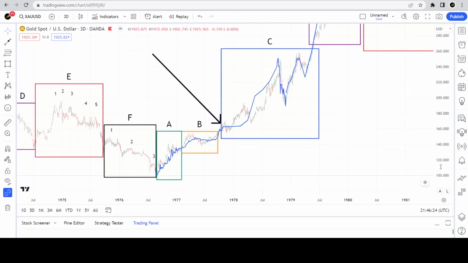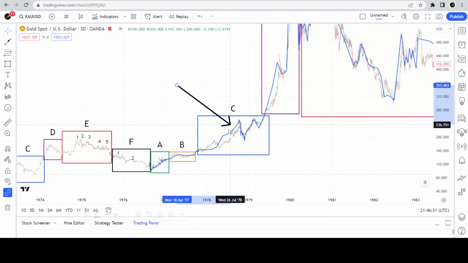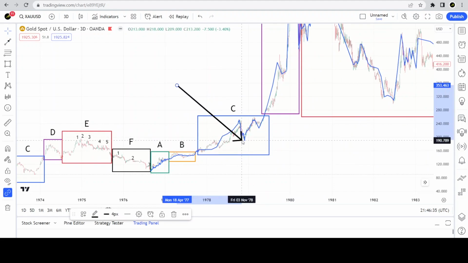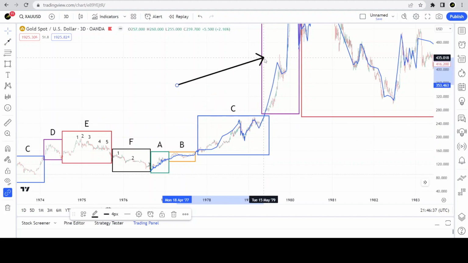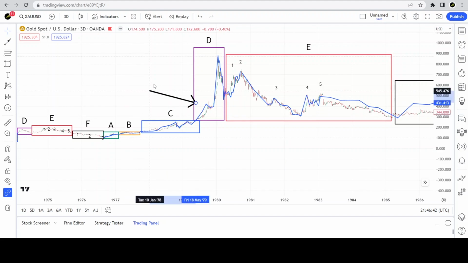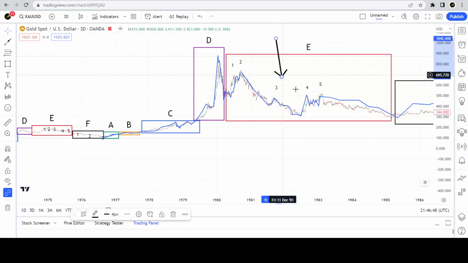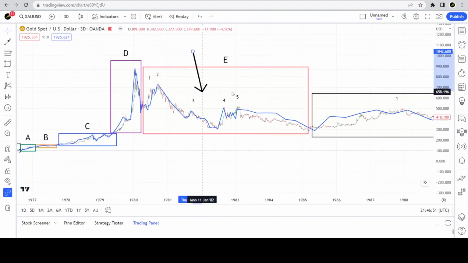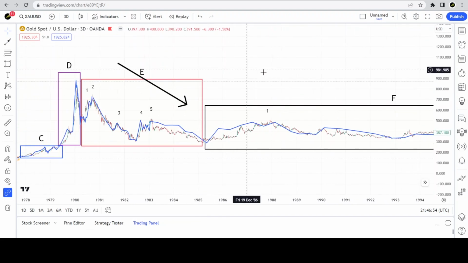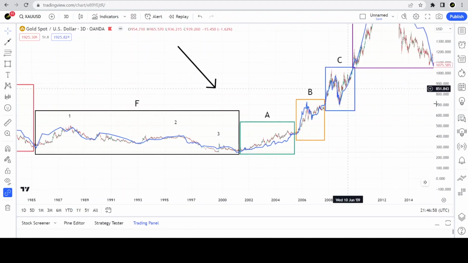Now, some parts had to be stretched, some parts had to be shrunk, but overall, they're doing basically the same thing. They move up when it's supposed to, it moves down when it's supposed to, it moves back up when it's supposed to, and so on and so forth. So as you can see, the structure, while it is different in timing, height, and depth, the overall basic idea is being repeated as it continues to move along through time on the gold chart.